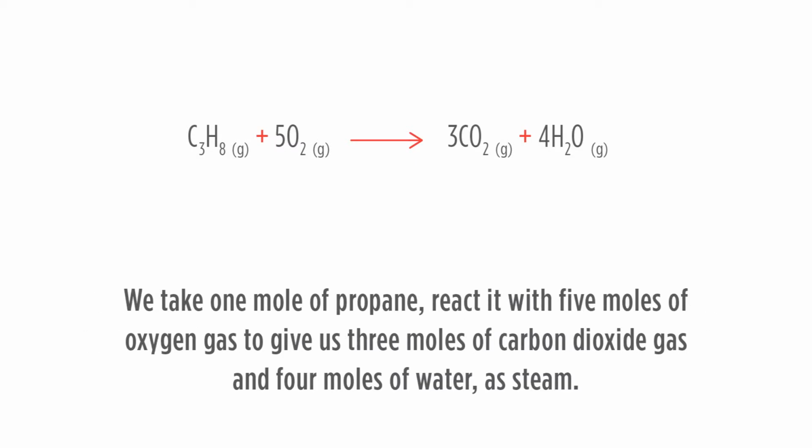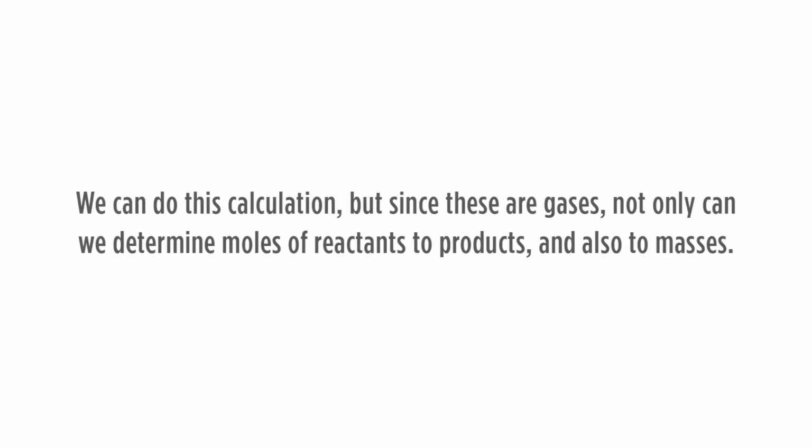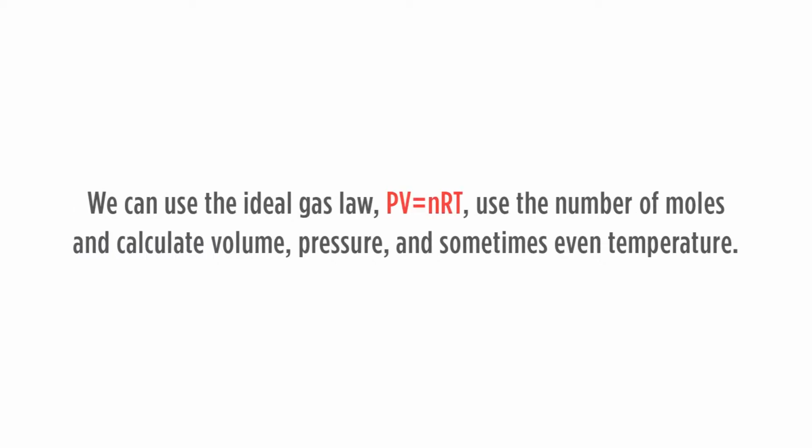We take 1 mole of propane, react it with 5 moles of oxygen gas to give us 3 moles of carbon dioxide gas and 4 moles of water gas as steam. Now we can do this calculation, but since these are gases, not only can we determine moles from reactants to products and also the masses, we can use the ideal gas law, PV equals nRT, use the number of moles, and calculate volume, pressure, and sometimes even temperature.